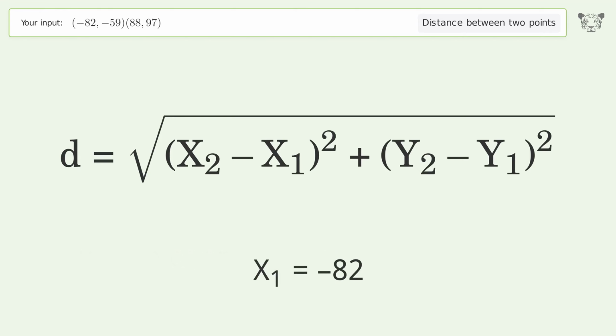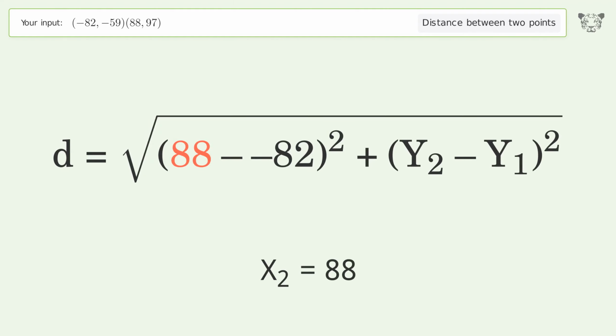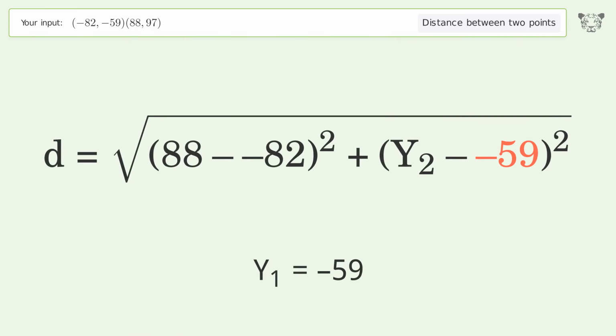x1 equals -82. x2 equals 88. y1 equals -59. y2 equals 97.